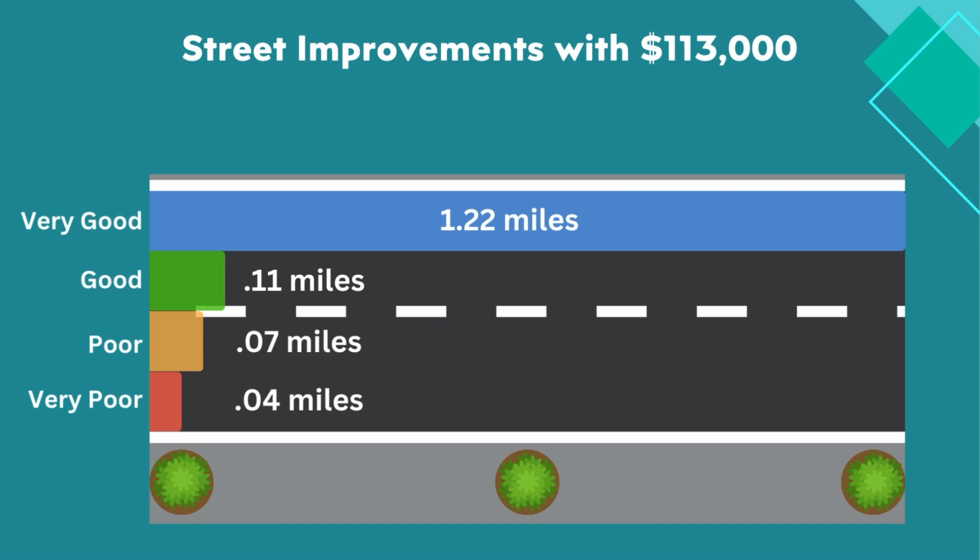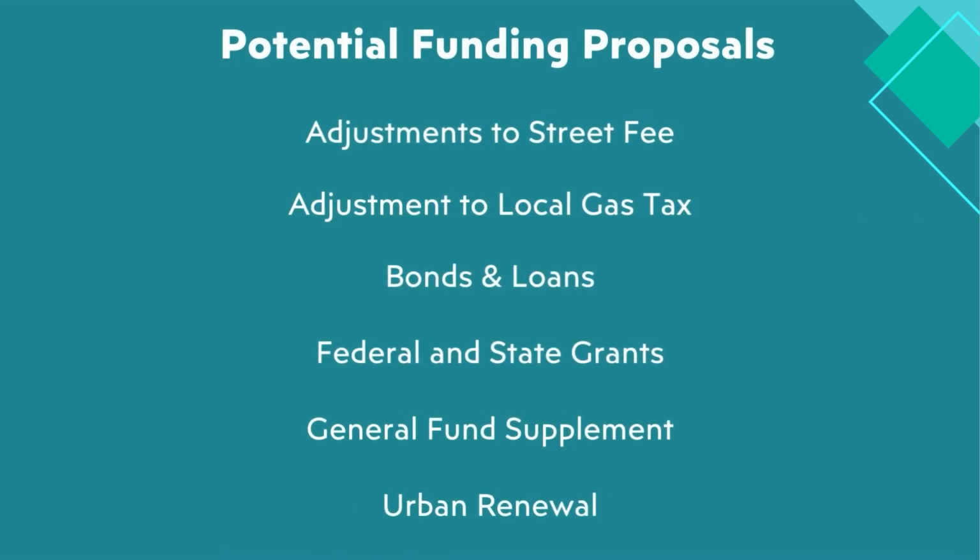The question is, what do we do now? All the remaining streets are on a downward spiral and will require more expensive reconstruction maintenance. We need to increase our coverage for street maintenance and tackle the uphill battle of time versus cost versus deferred maintenance, which is why we need to implement a comprehensive strategy for streets. Potential funding strategies that have been discussed and considered include adjustments to the street fee, adjustments to local gas tax, applying for a bond, federal and state grants, general fund supplement, and urban renewal.